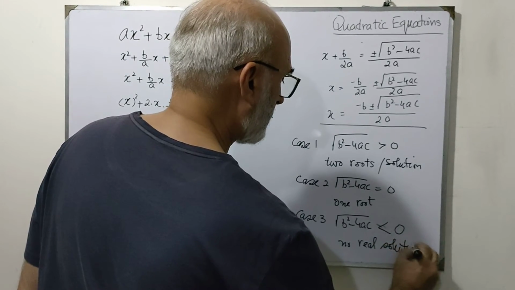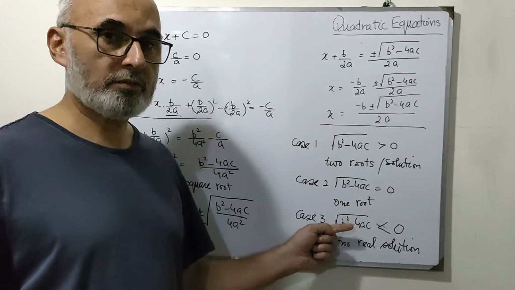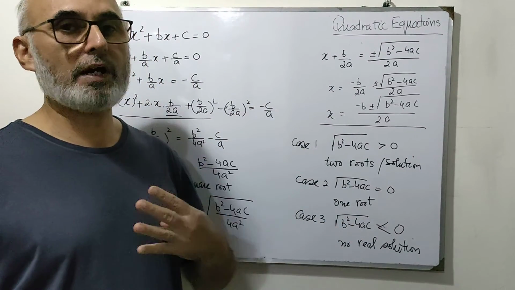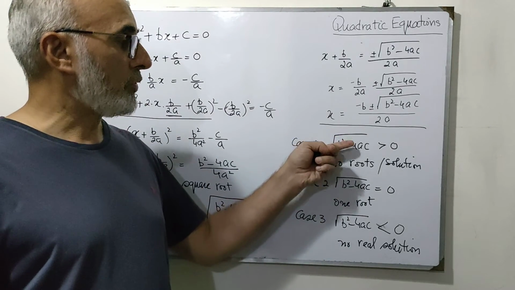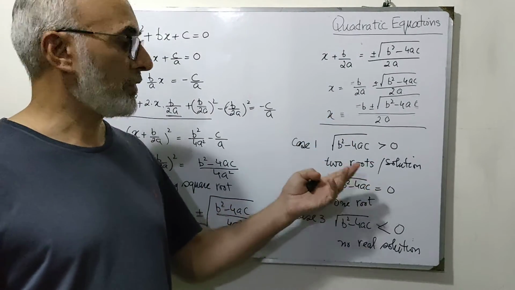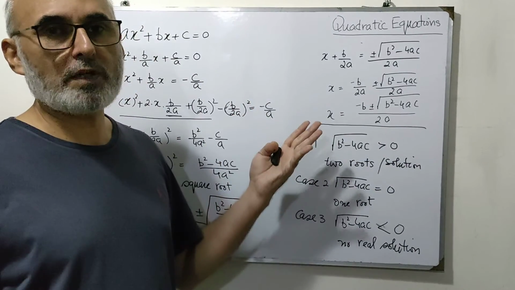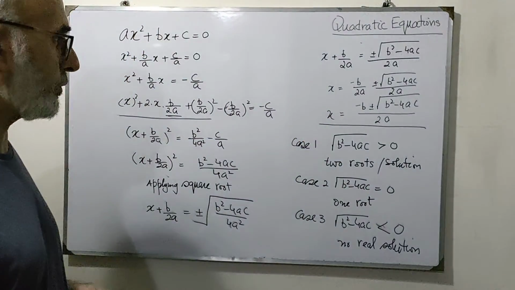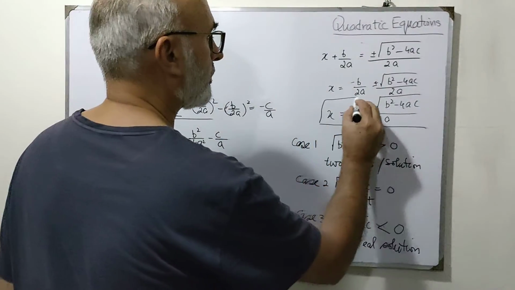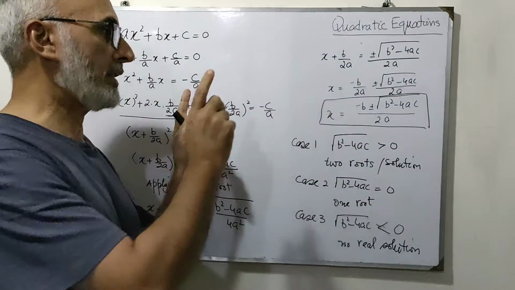In our case, we are not going to have this situation. If this situation occurs, we cannot find a real root or real solution. Either this is greater than 0 and we have two roots or solutions, or if this is 0, it is very easy, we are only left with minus b over 2a, that is only one solution. So this is our formula, and let's take an example and apply this formula.